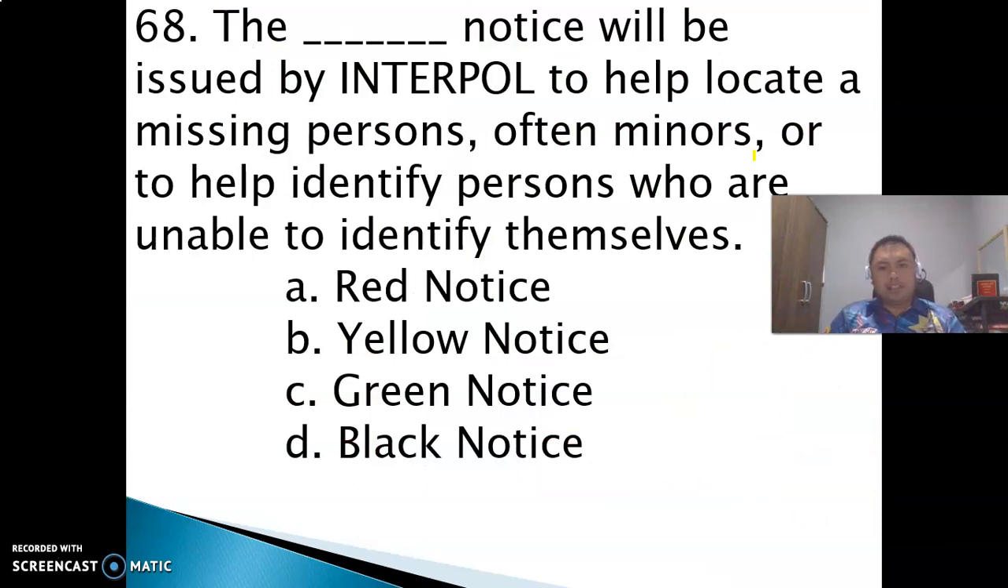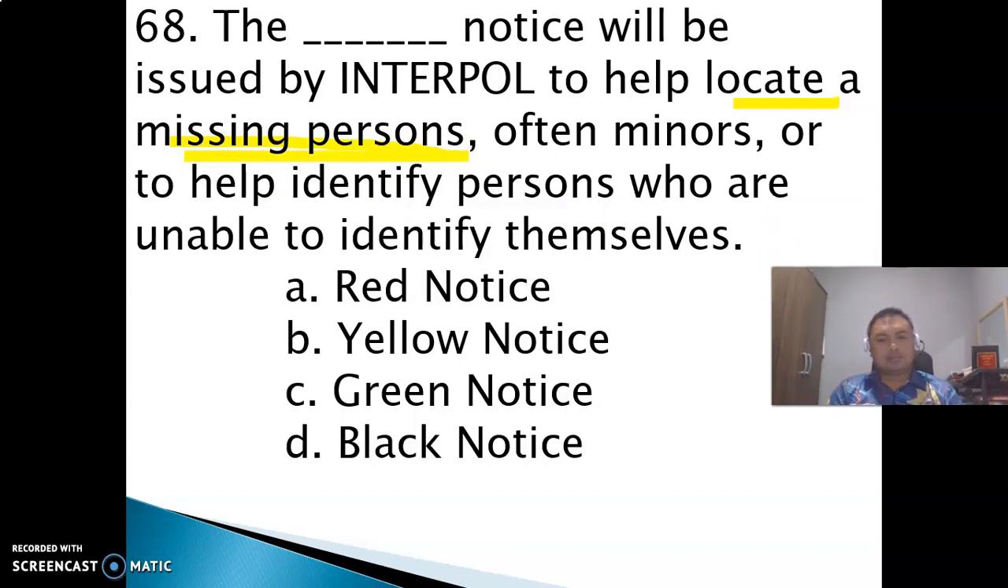68. The blank notice will be issued by Interpol to help locate missing persons, often minors, or to help identify persons who are unable to identify themselves. So, missing person, we're looking for a missing person here. Is it red notice, yellow notice, green notice, or black notice? So, it is, of course, yellow notice.